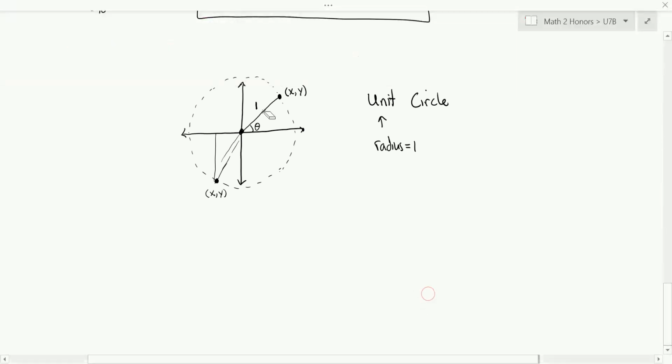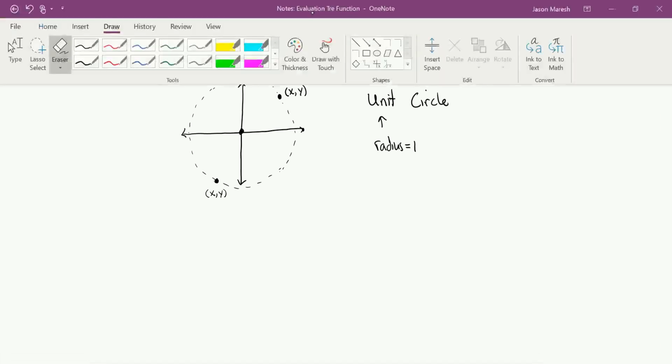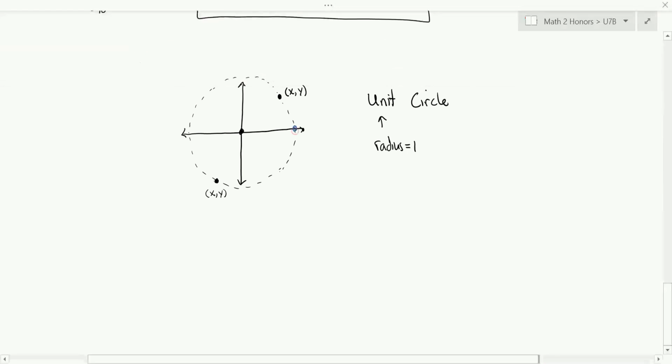Now, finding points on this circle is not an easy job at all, right? If we had 30 degrees, 45, or 60, we can do that because we use our special right triangles. But there are a few points on this circle that we can find and that are easy to find. Okay, for example, this is a really easy coordinate to find. If the radius is 1, what is it?